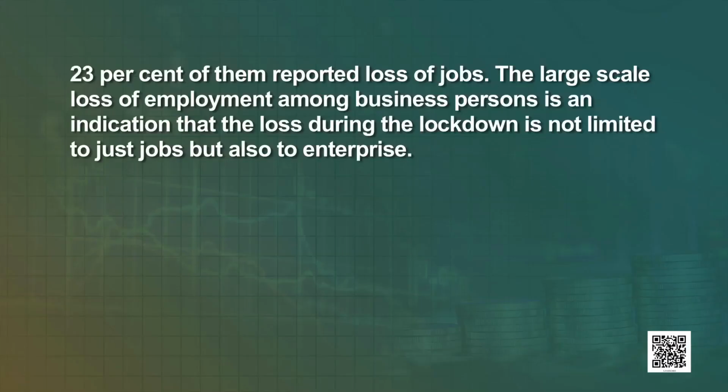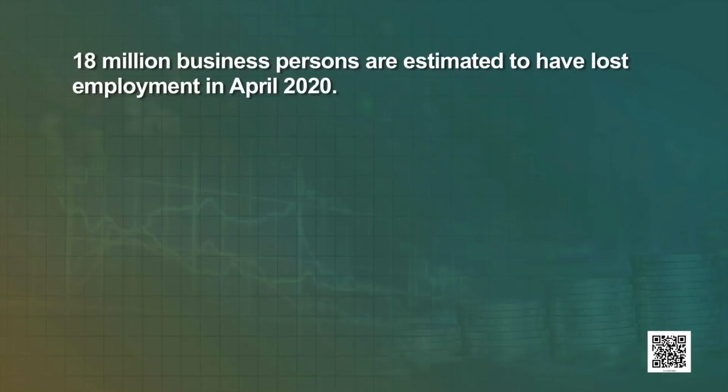Learners, larger entrepreneurs, those with fixed assets, have also reported large employment losses. 23% of them reported loss of jobs. The large-scale loss of employment among business persons is an indication that the loss during the lockdown is not limited to just jobs, but also to enterprise. It is very likely that about a quarter of all businesses have been shut for good in such a prolonged lockdown. 18 million business persons are estimated to have lost their jobs in April 2020. The average count of larger entrepreneurs was 78 million in 2019-20. This fell to 60 million in April 2020.